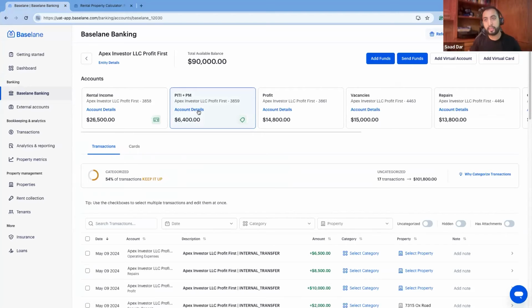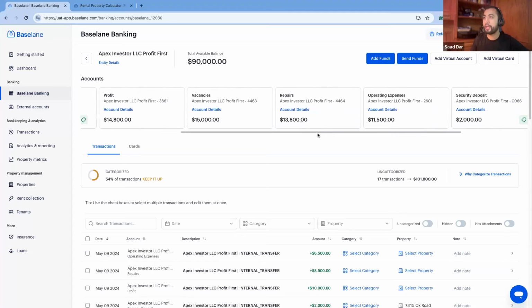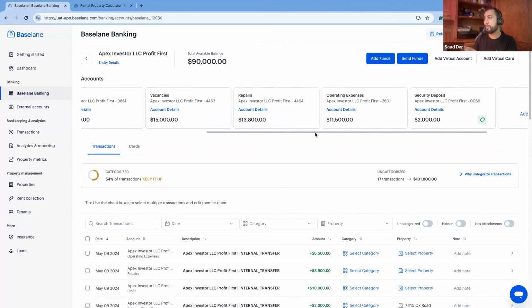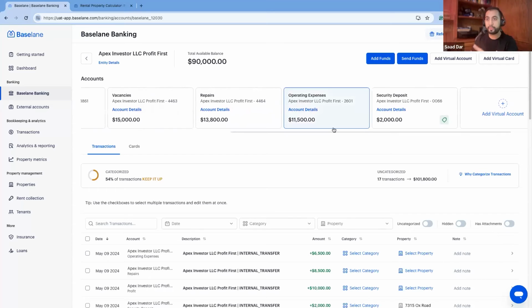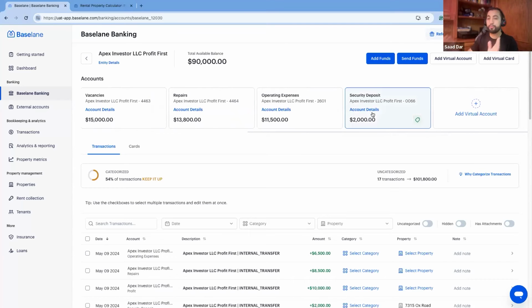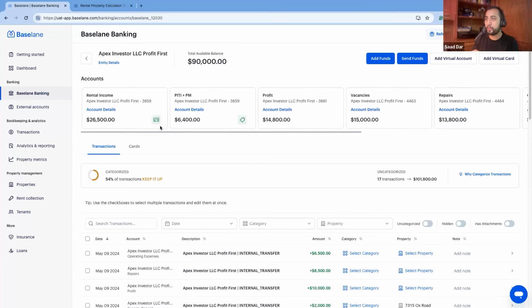What is your PITI, property management cost, right? The pass-through stuff that Rocky talked about. And then, okay, what are you allocating? Let's start allocating to profit, to vacancies, to repairs, to operating expenses if you have any. Sometimes you don't. And also make sure you set aside your security deposit. That's a liability. That is not your money. And so this is a very quick thing.